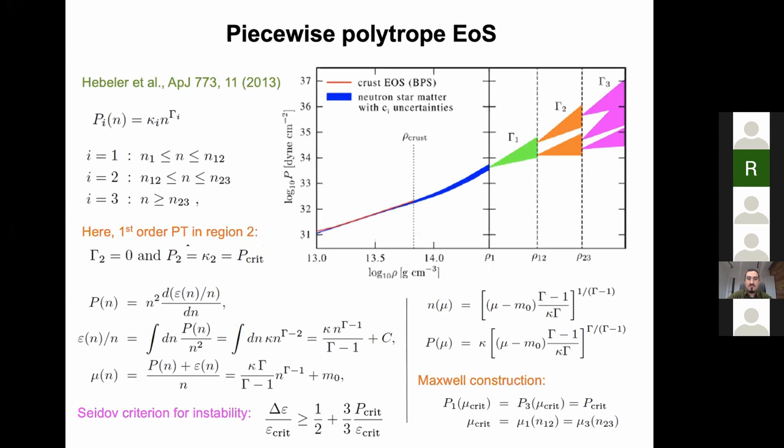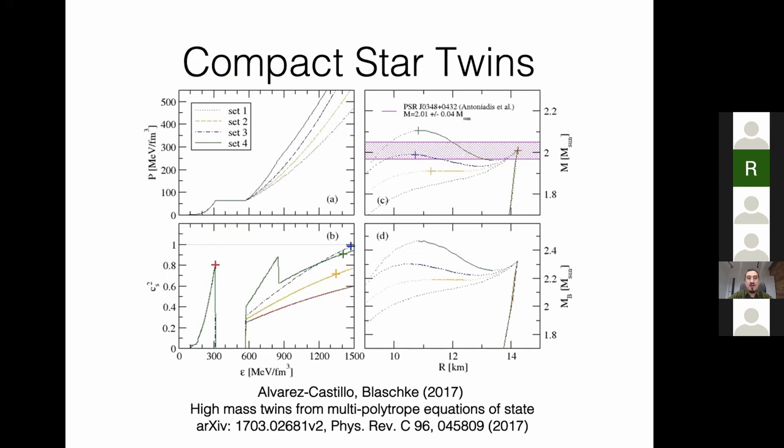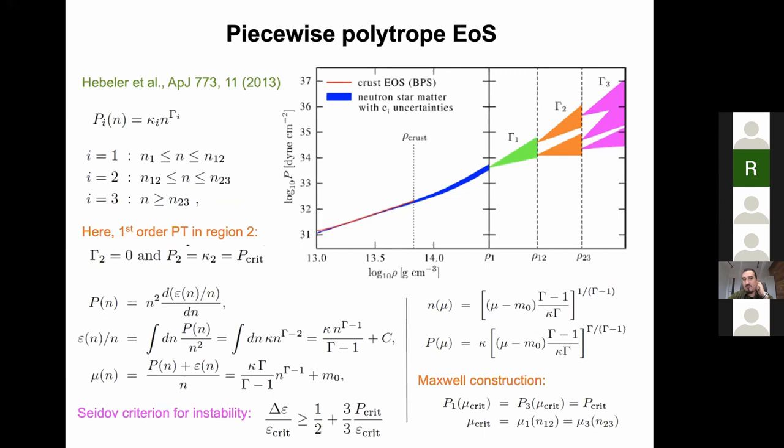A few years back, we decided to study high mass twins because the possibility of having deconfined quark matter appeared to be more feasible at the highest densities. So we followed this scheme to create twin stars, high mass twin stars, and we introduced four polytropes in the higher densities. With this, we could study this kind of sets. It was an interesting work at that time because we could fulfill the constraints determined in the work of Kepler.